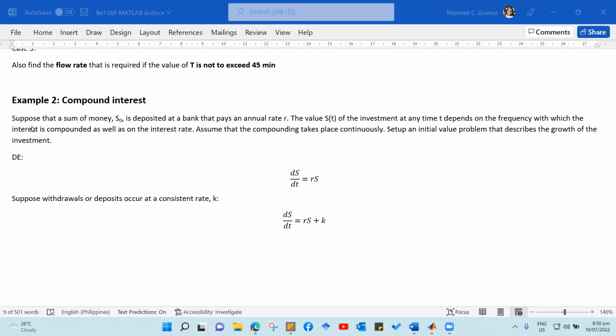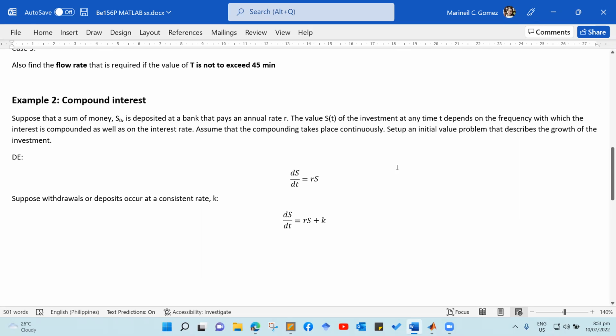Suppose that we have a sum of money S sub 0 that is deposited at the bank that pays an annual rate of R. The value S of T of the investment at any time T depends on the frequency with which the interest is compounded as well as on the interest rate. So assume that the compounding takes place continuously. Let's set up an initial value problem that describes the growth of our investment.